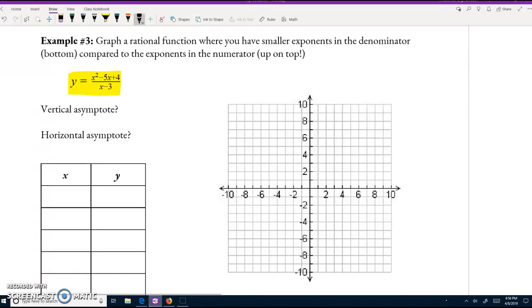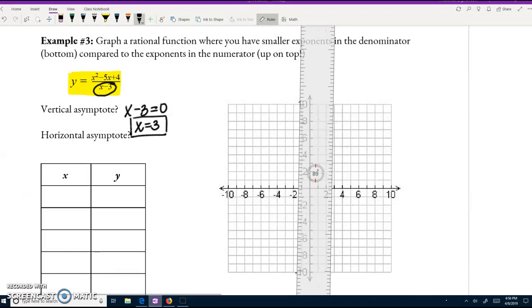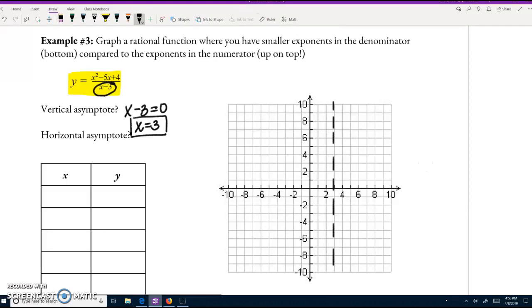So I want to check and see my vertical asymptote using the same process that we've used up until this point. So that means I'm going to want to take that x minus 3 and set it equal to 0, because that is going to tell me where I can't cross vertically. So x minus 3 is equal to 0, which means I have a vertical asymptote at x equals 3. So I'm going to go ahead and sketch out that boundary line vertically right here. So I'm not going to be able to cross this point here.